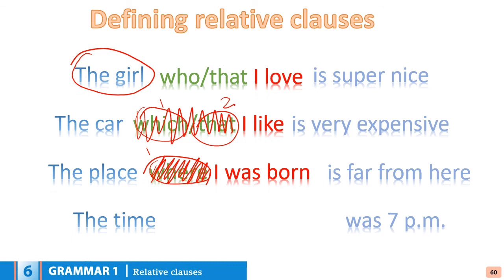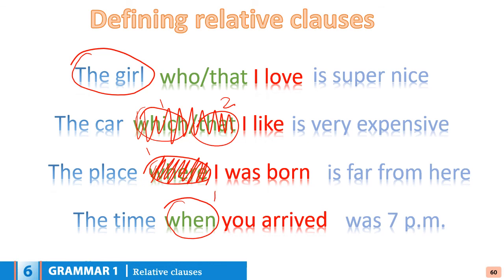Talking about time, the time was 7 p.m. What time are you talking about, Victor? The time when you arrived was 7 p.m. Now, first option, you say it if you want to, when, or you remove it. That's it. The time you arrived was 7 p.m.